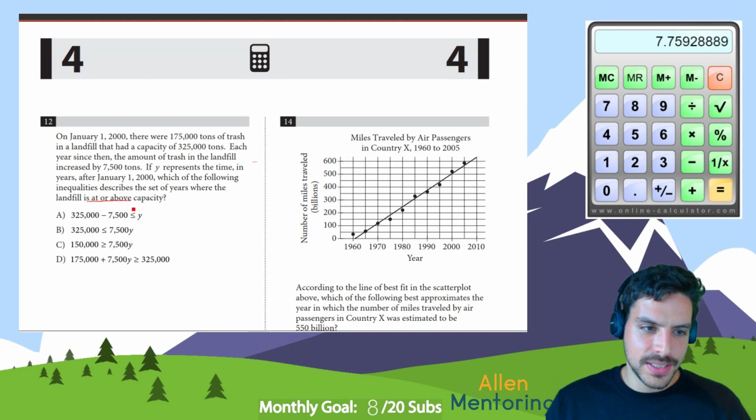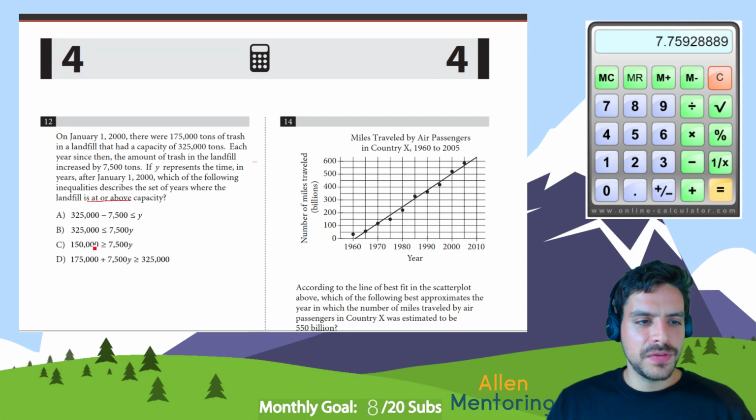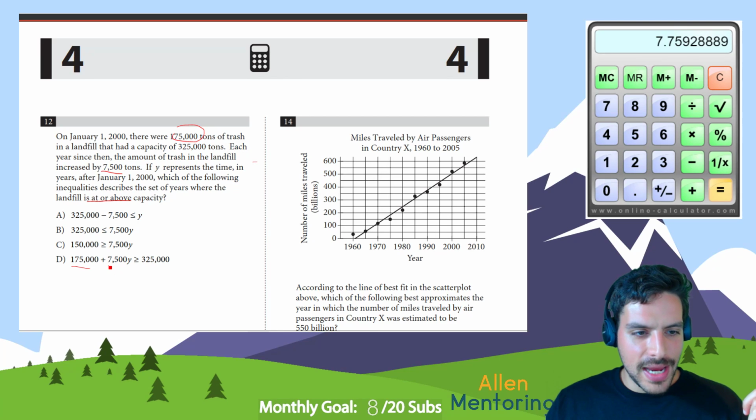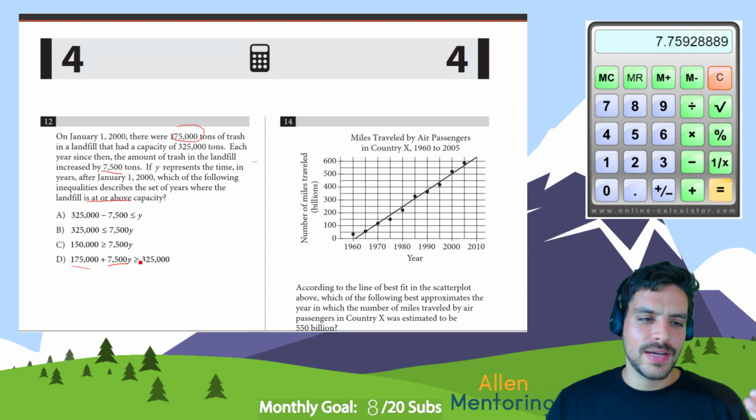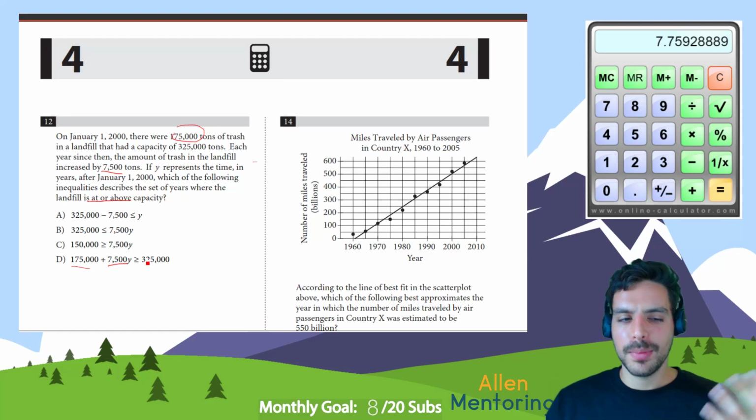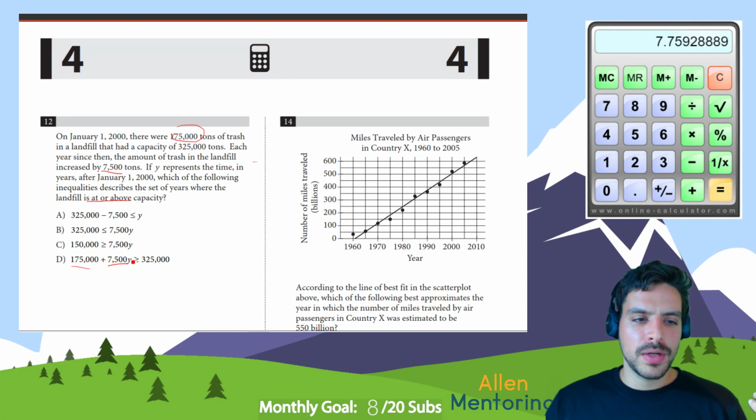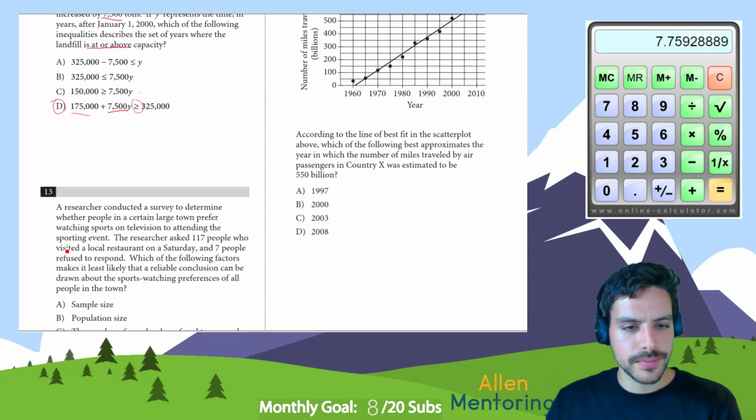At or above capacity. Okay, so we basically want to see which of these equations starts with 175,000, right? Because that's where we started, plus every single year we add 7,500 per year. So I see D shows that we started with 175,000 plus every single year we're adding 7,500. So 7,500 times the number of years. And that will show us when we are at or above capacity. Okay, so D is perfect.